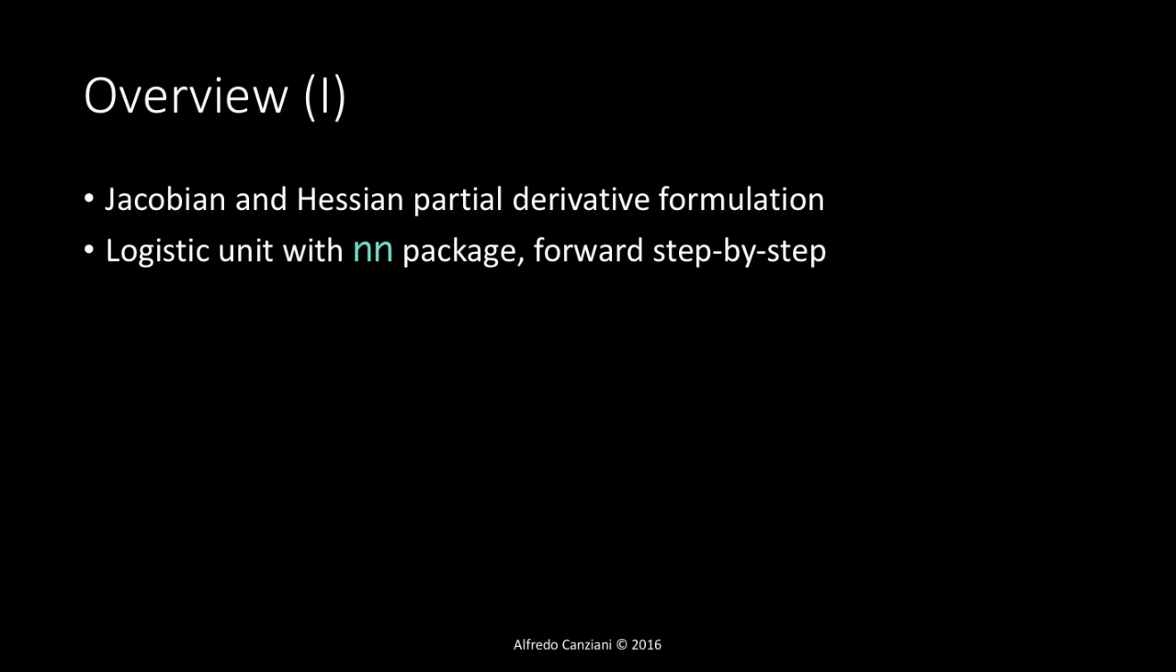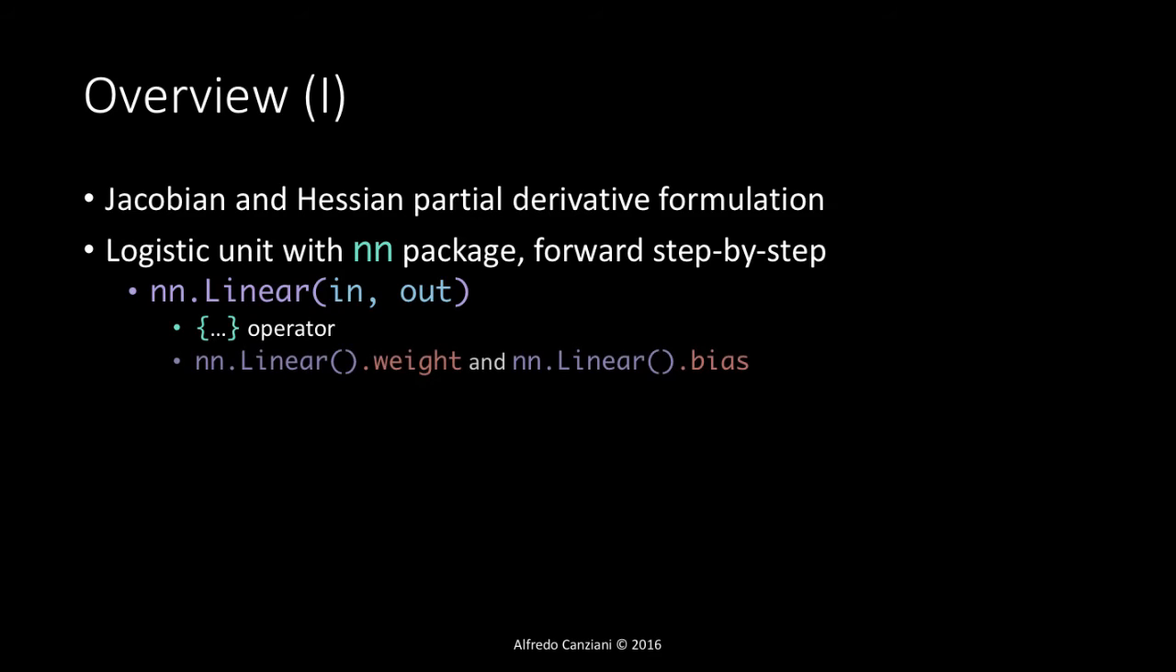We will create then a logistic unit with the nn package. We will perform the forward pass step by step in order to apply the knowledge we have acquired in previous practicals. We will start with nn.Linear, which requires an input dimensionality and an output dimensionality. We will learn then how to use the curly brackets operator. We will see how to access the weight and the bias of a linear layer and its own derivatives of the cost function with respect to its own weights and bias.